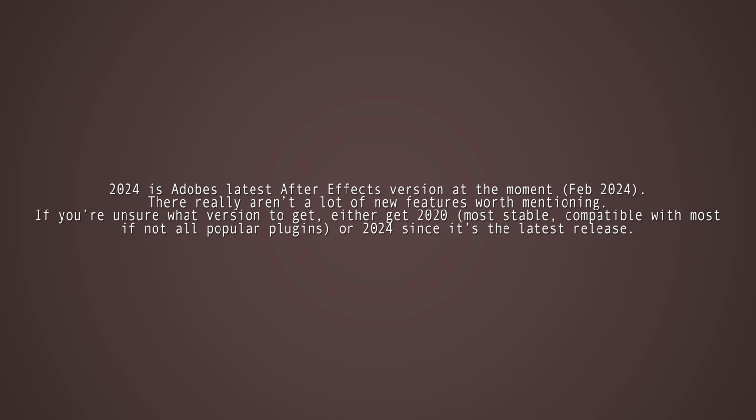AE 2024 is Adobe's latest After Effects version at the moment, February 2024. There really aren't a lot of new features worth mentioning. If you're unsure what version to get, either get 2020, most stable, compatible with most if not all popular plugins, or 2024 since it's the latest release.